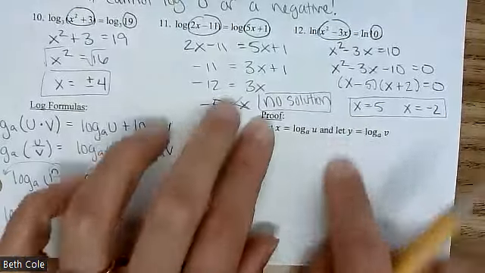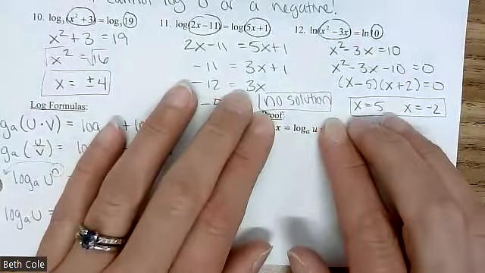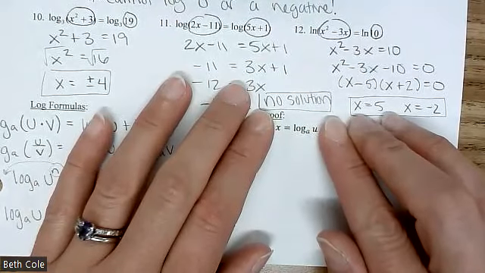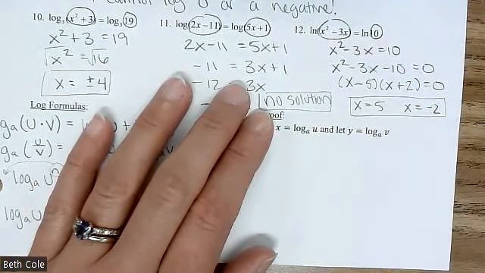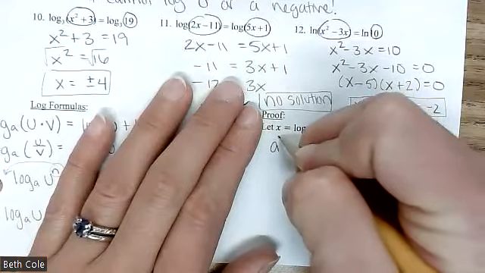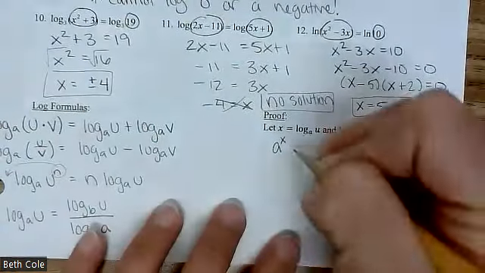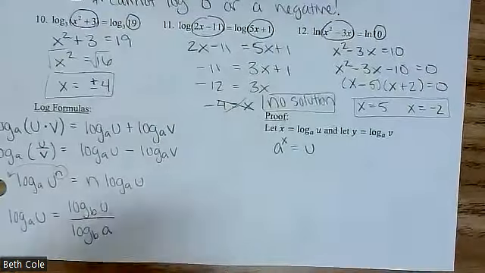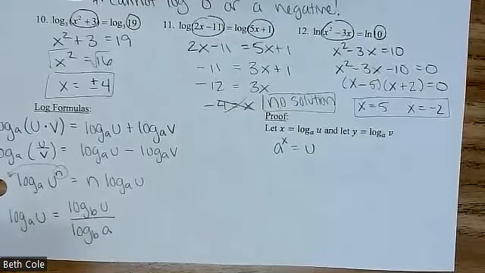We're going to let x equal this. Try to look at just that and nothing else. What's the base? A. So it would be a to the x power equals u. I just wrote it in exponential form instead of logarithmic form.